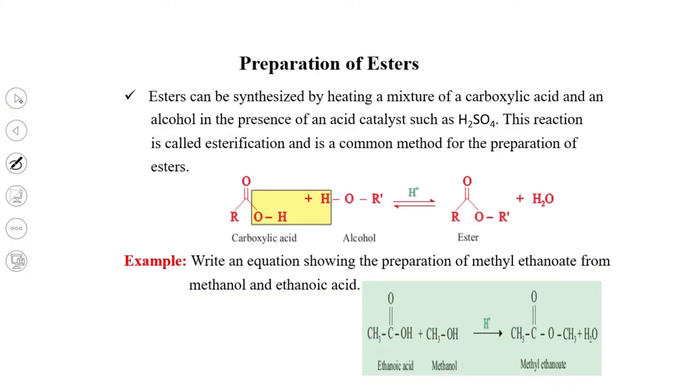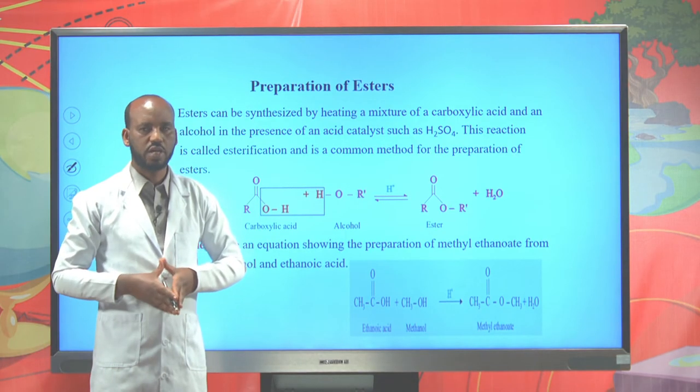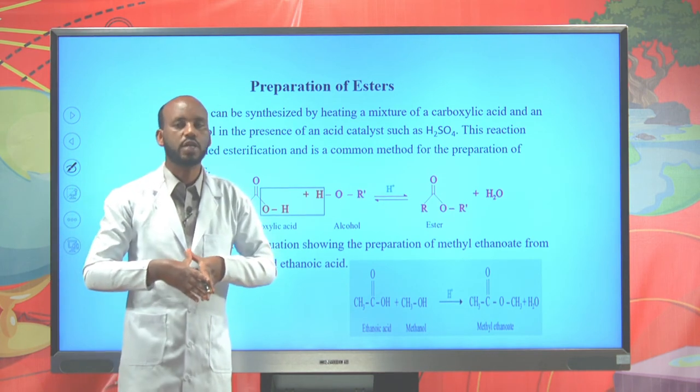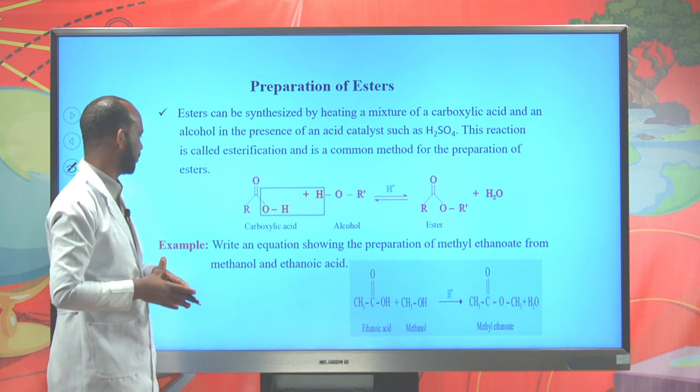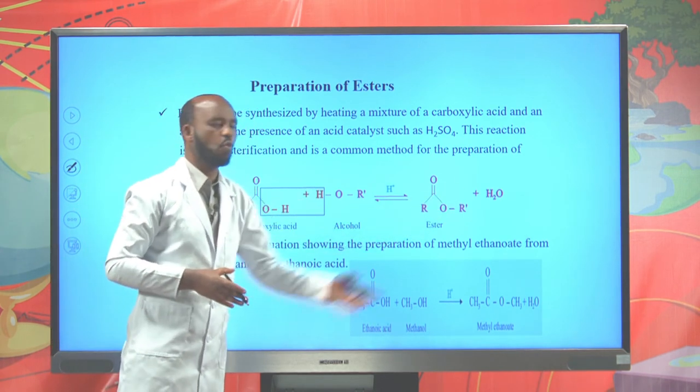Preparation of esters. How can we prepare esters? Esters can be synthesized by heating a mixture of carboxylic acid and an alcohol in the presence of an acid catalyst such as sulfuric acid. Now this reaction is the esterification reaction. The reaction between carboxylic acid and alcohol to form ester and water is esterification, formation of ester. You see? Carboxylic acid plus alcohol gives ester and water.